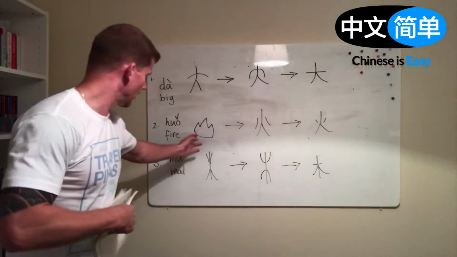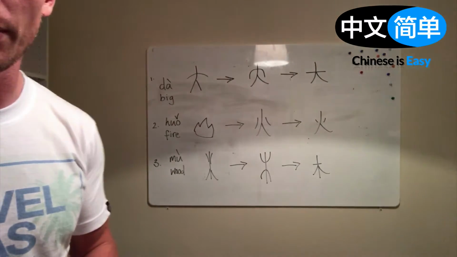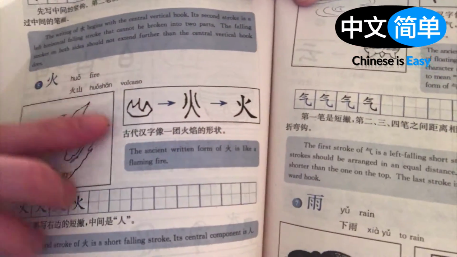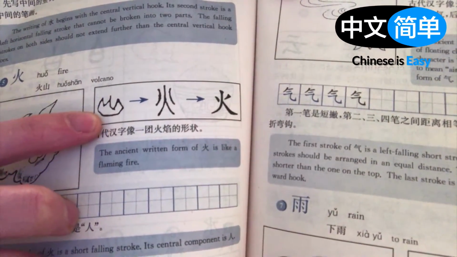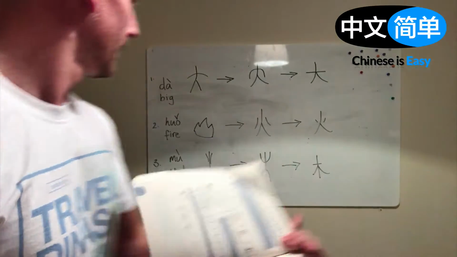The second one, Huo, for fire. So originally it was actually drawn almost like a childlike scribble of fire, and there you can see it graduated to the modern form there.